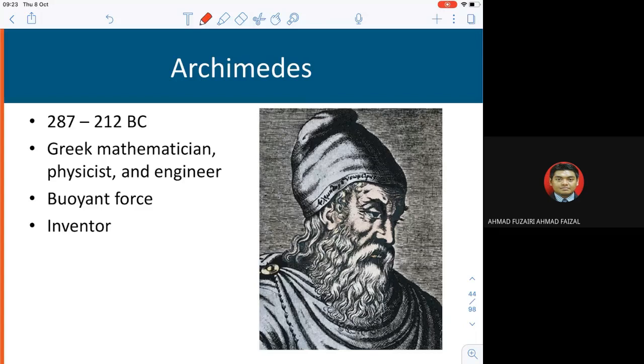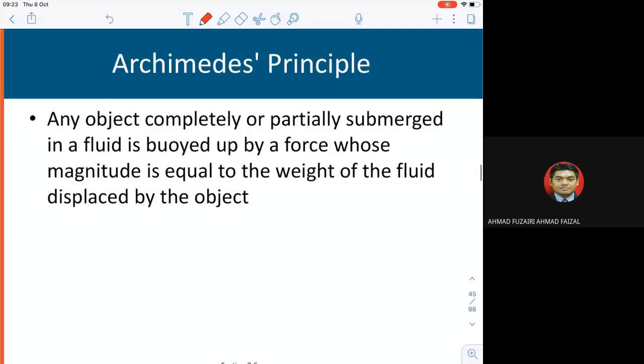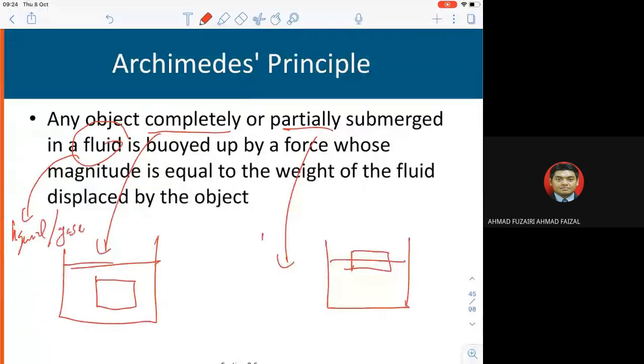So what is the Archimedes principle? We want to know about the buoyant force. Any object completely or partially submerged in a fluid. Completely means if you have a liquid or a solution, you put the object in completely submerged. Partially means partially submerged. We often use the word fluid because fluid means liquid or gas.